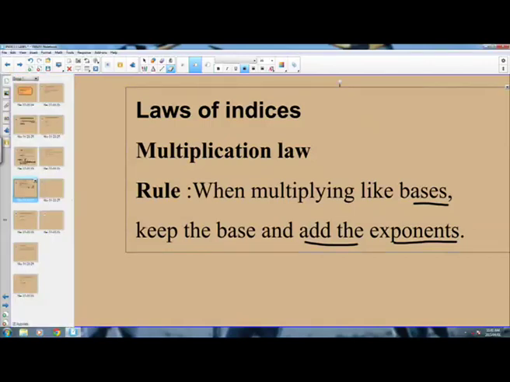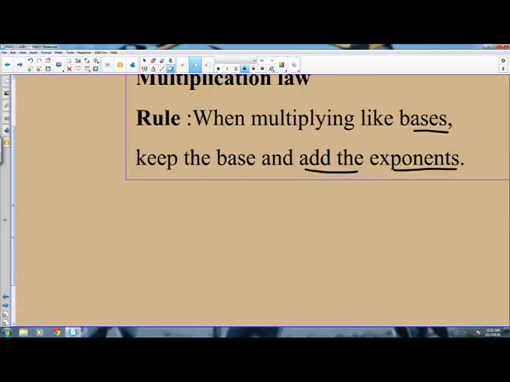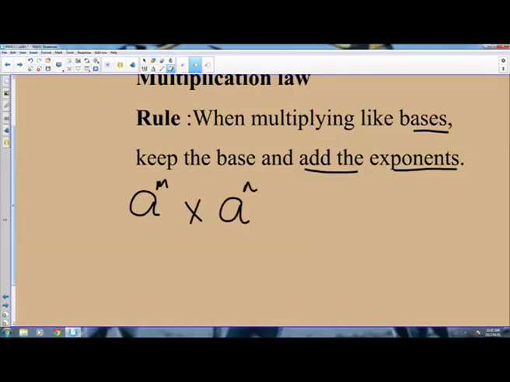Let us have a look at what we can do. It says, when multiplying like bases, keep the base and add the exponents. Now, let us represent this in a mathematical way. A to the power m multiplied by a to the power n. What does the rule say? The rule says when multiplying like bases, keep the base and add the exponents. So the base here is an a, this also an a. So you have like bases. The rule says we are to keep the base. So we'll keep a, and then what do we do? We add the exponents.